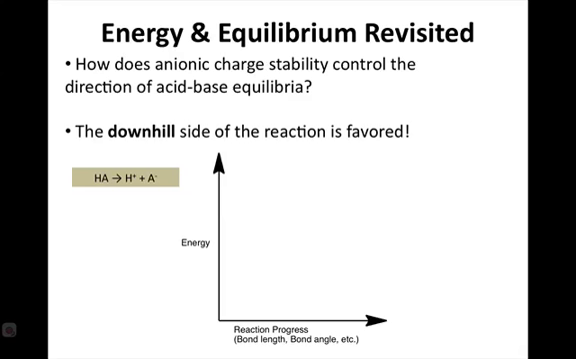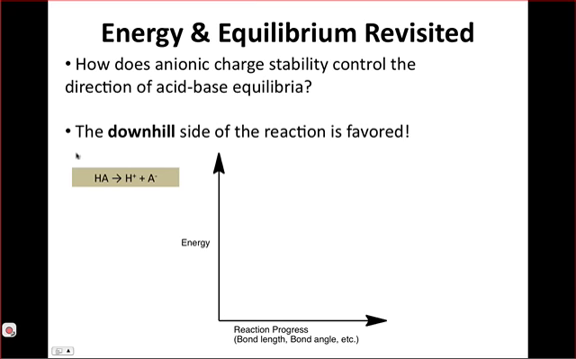To finish things off today, let's revisit the relationship between energy and equilibrium in the context of acid-base reactions. So particularly in the context of acid-base equilibria like this. How does anionic charge stability figure into the direction of acid-base equilibria? Well, it's this key idea that the downhill side of the reaction is favored.